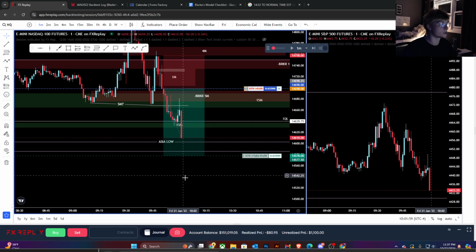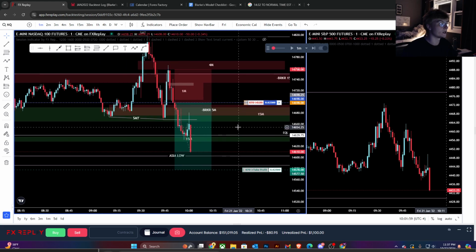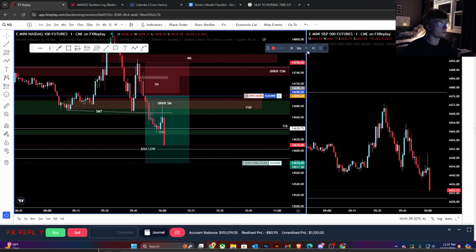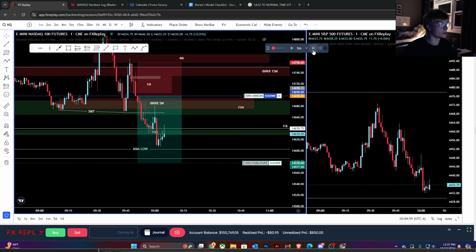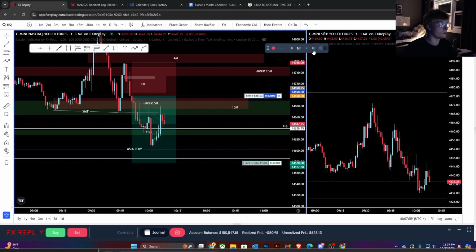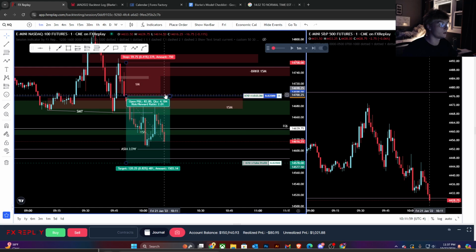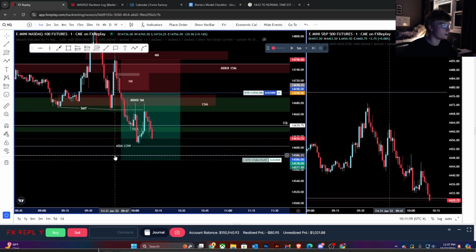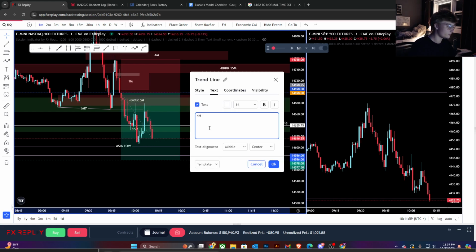We should just flush down. Wicked into the breaker block again. Should just take that out right now. Alright, tap into the breaker again. Still is valid. Should just flush down now. Take out Asia low. Take out this 4-hour sell side liquidity. Actually, this is daily. So huge liquidity pool there.